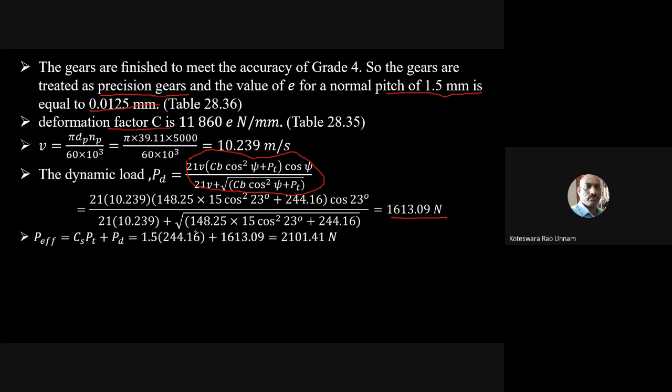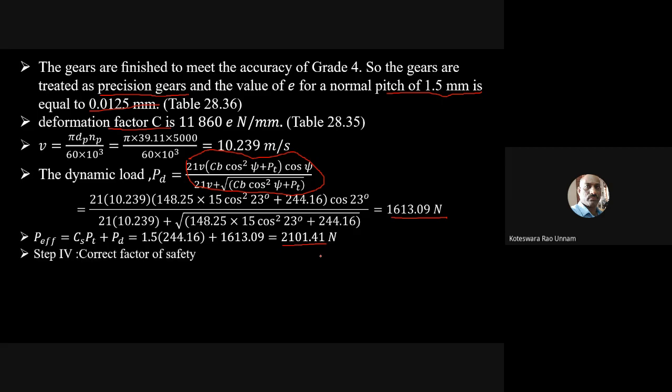From this, you can calculate your effective load. P effective is nothing but CS into PT plus PD, which is 1.5 into 244.16 plus 1613.09, which comes out as 2101.41 newtons. This is the effective load. If this effective load is less than your beam strength, then it is safe. Otherwise, it is going to fail under bending. Or else, we'll calculate the factor of safety. If the factor of safety is more than 1, your design is safe. Otherwise, it is going to fail.